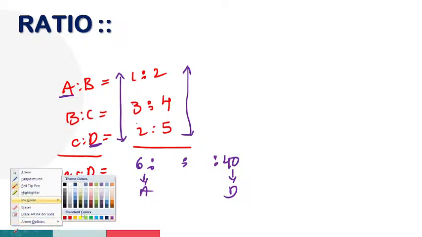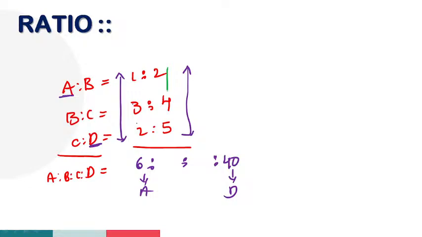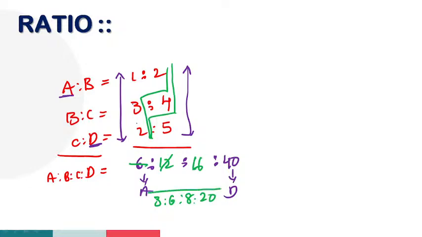Next, if you want to find out the B value, here 2 into 3 into 2. 2 threes are 6, 6 twos are 12. So that is the B value. If you want to find out the C value, here 2 fours are 8, 8 twos are 16. Any cancellation? Yes. 2 threes are, 2 sixes are, 2 eights are, 2 twenties are. No more cancellation. So that is the final answer: 3 is to 6 is to 8 is to 20. Clear, all of you?